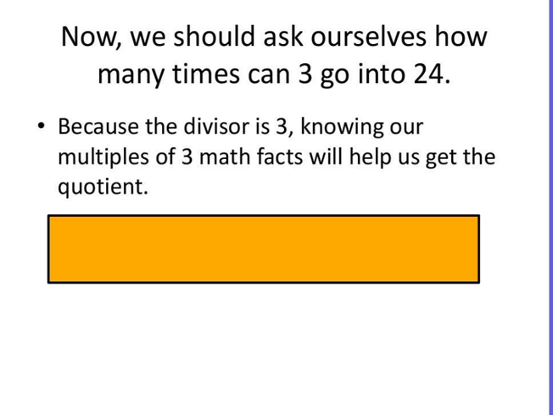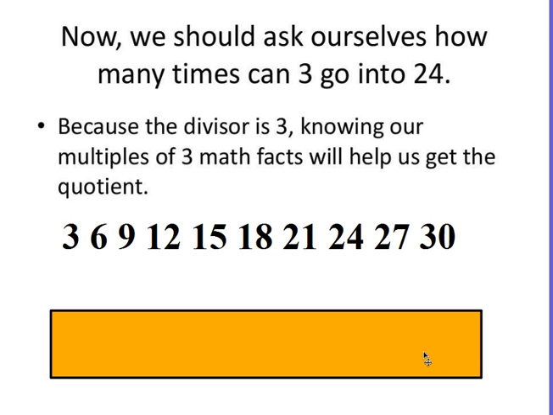Now we should ask ourselves how many times can 3 go into 24? Because the divisor is 3, knowing our multiples of 3 math facts will help us get the quotient. Let's read our multiples of 3. 3, 6, 9, 12, 15, 18, 21, 24, 27, 30. Ask yourself, how many times can 3 go into 24?